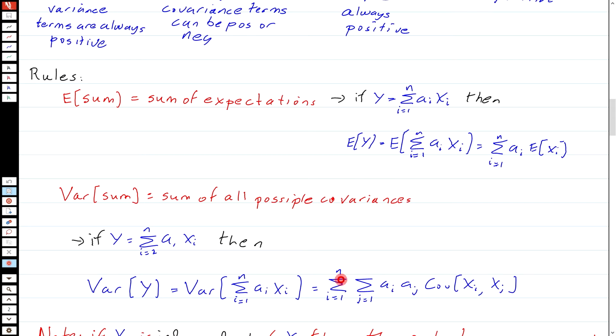So i equals 1 to n, j equals 1 to, I forgot the n here. Let's put that in. n of all possible terms. And this relates back to what we had before.